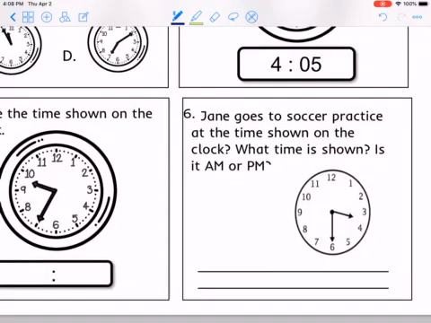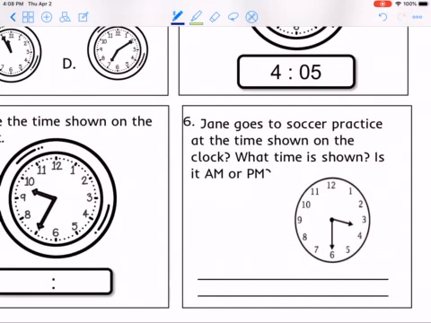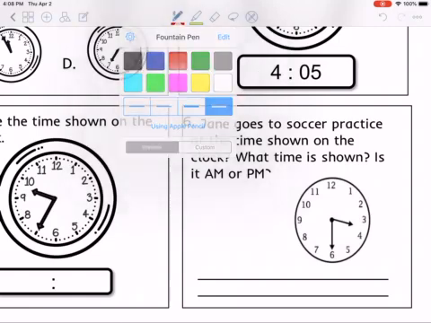Jane goes to soccer practice at the time shown on the clock. What time is shown, and is it a.m. or p.m.? So Jane goes to soccer practice. Let's figure out at the time shown on the clock what time is shown. Is it a.m. or p.m.? So let's think about this. So let's figure out the time first.